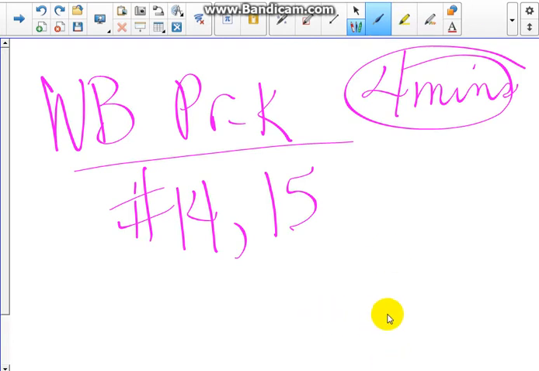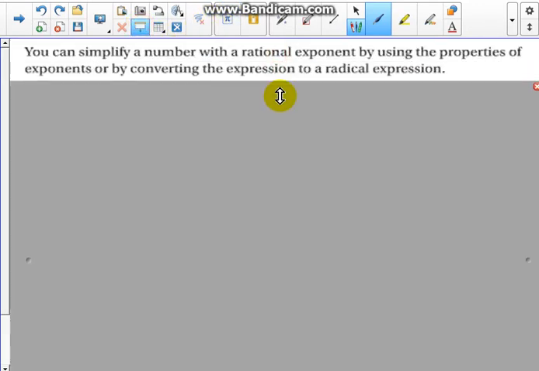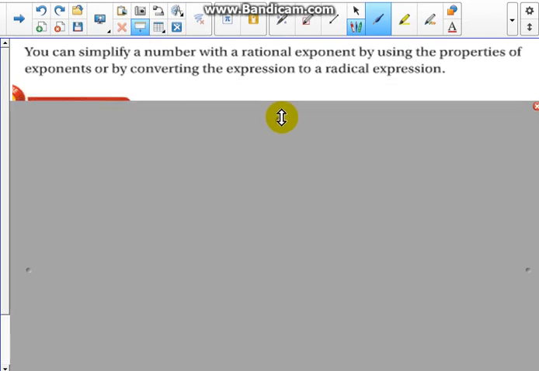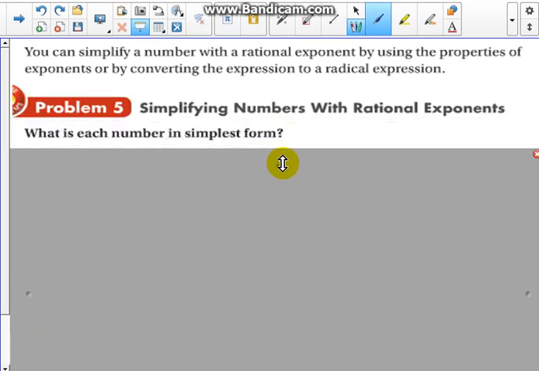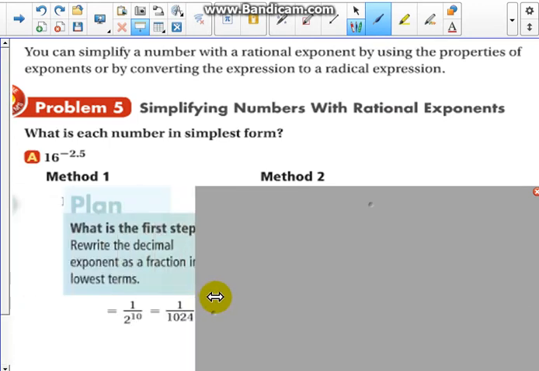Okay. Now I'm coming back from working problems 14 and 15 after problem 4. And we're moving right along here on problem 5. Problem 5 says that we can simplify a number with a rational exponent by using properties of exponents or by converting the expression to a radical expression. So let's look at what they have in store this time. So what is each number in simplest form? So they first give us 16 to the negative 2.5, and they give us two different methods. So let's just focus on method 1 here.